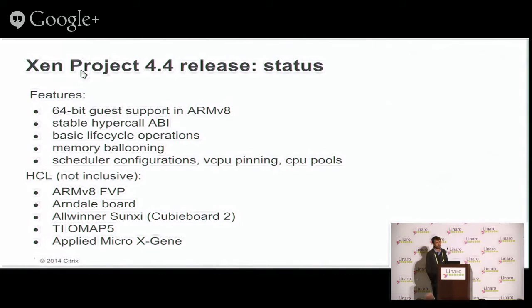We support, on ARM v7 and v8, memory ballooning, so increasing and decreasing the amount of memory of a VM at runtime. We support all the various scheduler configurations. Xen, different from Linux, comes with several different schedulers by default. Some of them are real-time schedulers. So you can pick whatever scheduler you like. They're all supported on ARM. You can pin vCPUs to physical CPUs. You can split the physical CPUs into pools and run different schedulers in different pools. All of this is supported in 4.4.